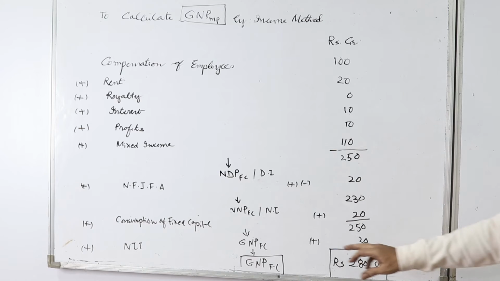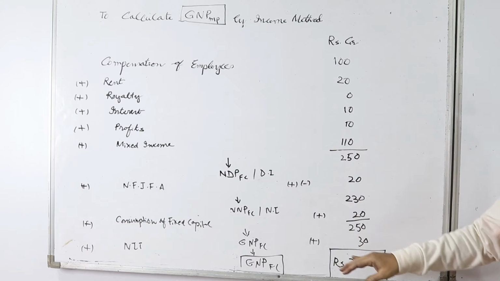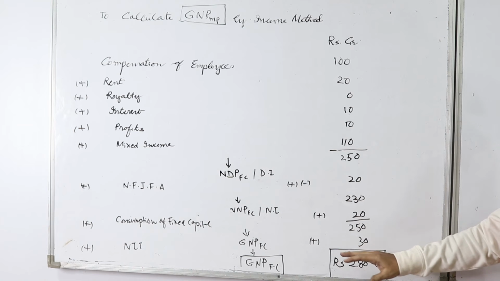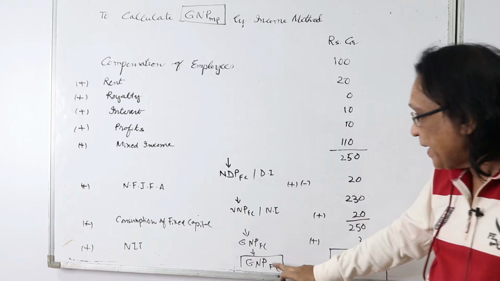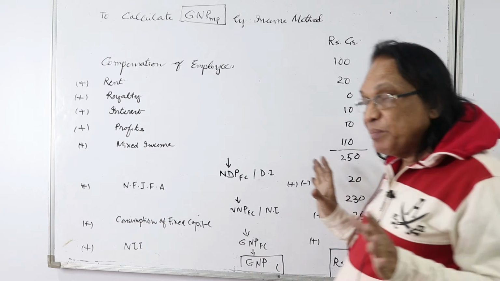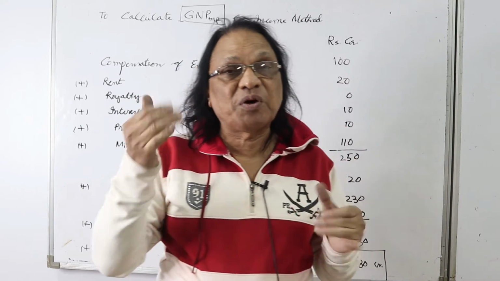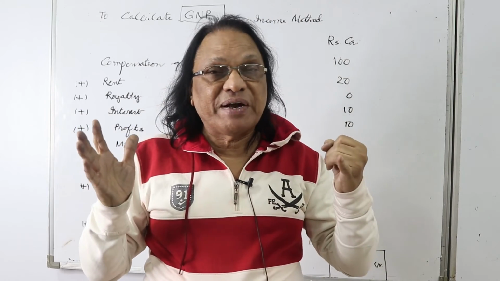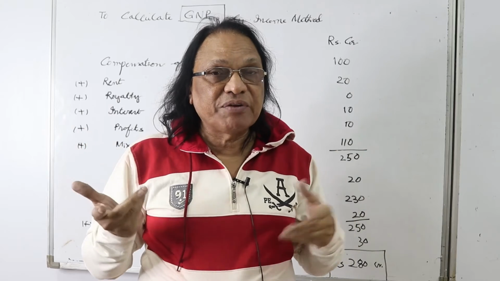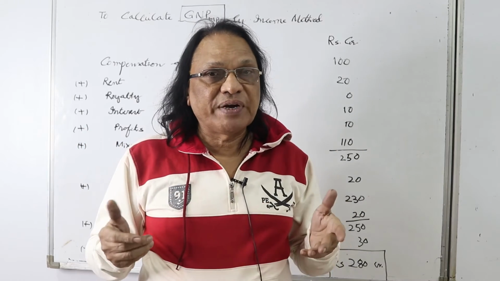So now this is at factor cost, but we need market price. To this you add NIT. NIT is given to you as 30. So this is GNP not at factor cost but at market price, which is 280. So this is the income method. Now the expenditure method. I'll just explain. COE plus rent plus royalty plus interest plus profits plus mixed income will give you NDP at factor cost. To this you add NFIA, you get NNP at factor cost or national income. From this you can find out all the other values.